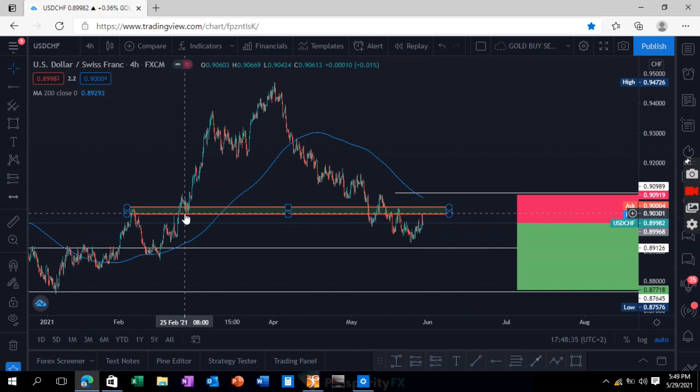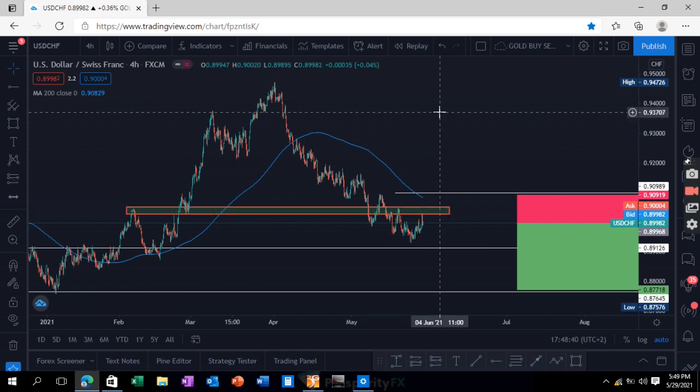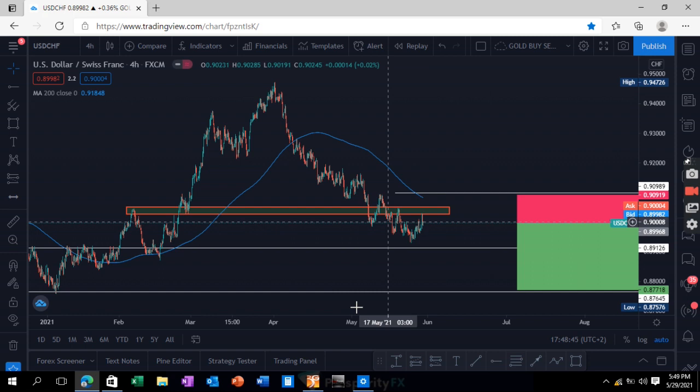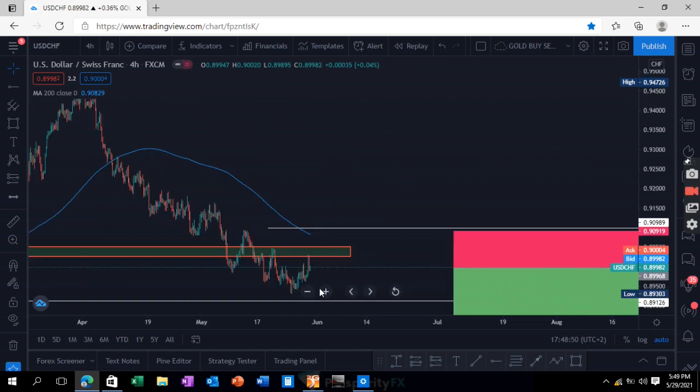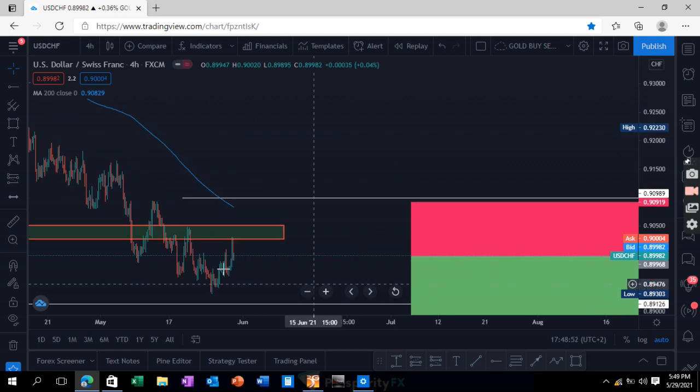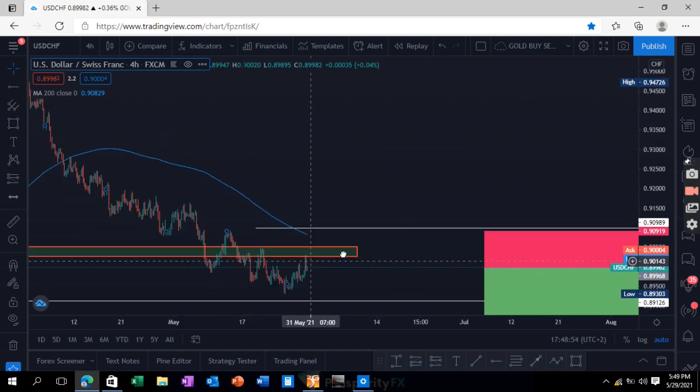So that area is an area of significance. Okay, that's an area of significance. So when you have some confluence, it makes you a better trader. You're not just guessing. You are analyzing and giving yourself reasons as to why you should take that trade.